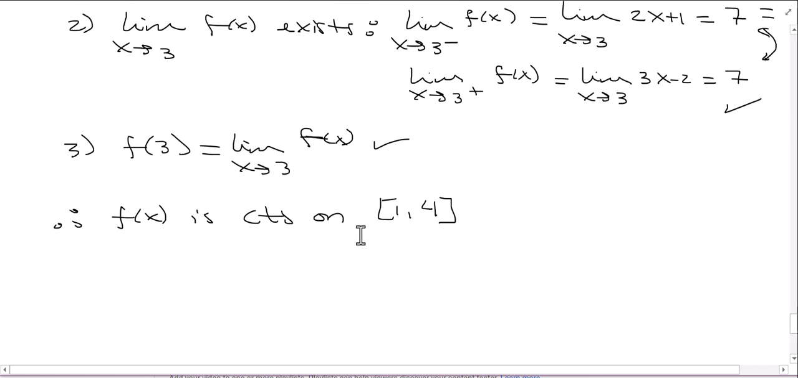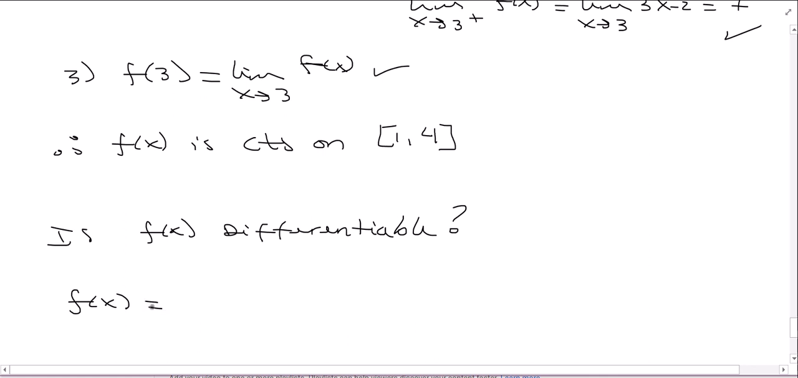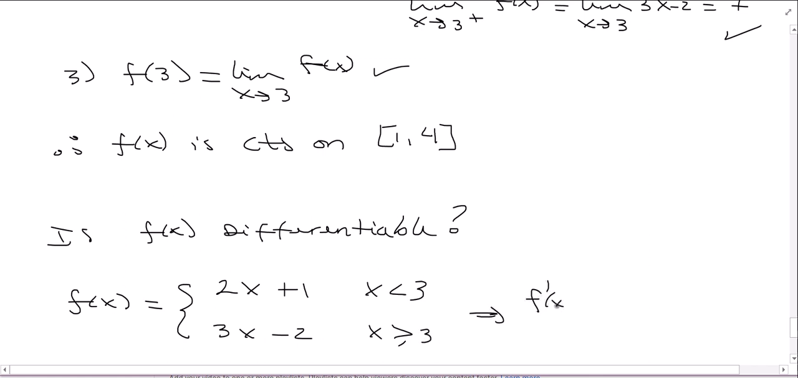The second part is we have to check that it's differentiable. So is f of x differentiable? Let me write out f of x again, and then we'll find a derivative. So f of x is 2x plus 1 when x is less than 3, and 3x minus 2 when x is greater than or equal to 3. When you take the derivative, you take the derivative of each piece. So the derivative of the top will just be 2 when x is less than 3, and it will be 3 when x is greater or equal to 3.